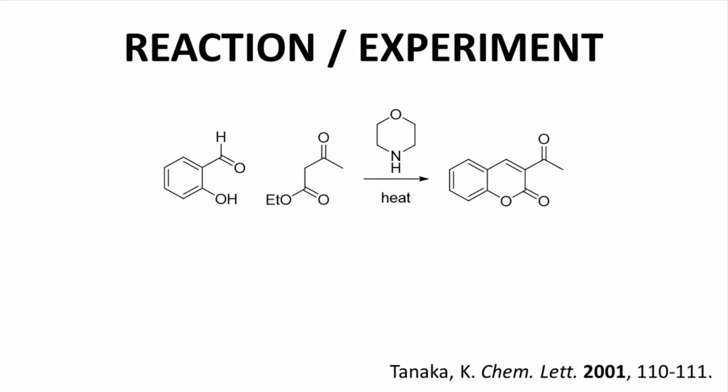Here is the specific Knoevenagel condensation for this video. The active methylene compound is ethyl acetoacetate. You can see that there are two electron withdrawing groups, one ketone and one ester on the CH2 group. The electrophile is salicylaldehyde, a substituted benzaldehyde. I followed a literature procedure for this reaction.